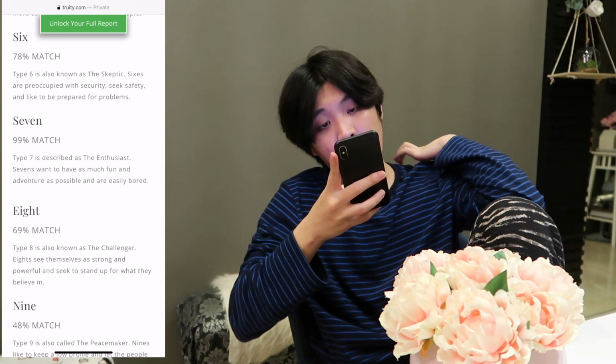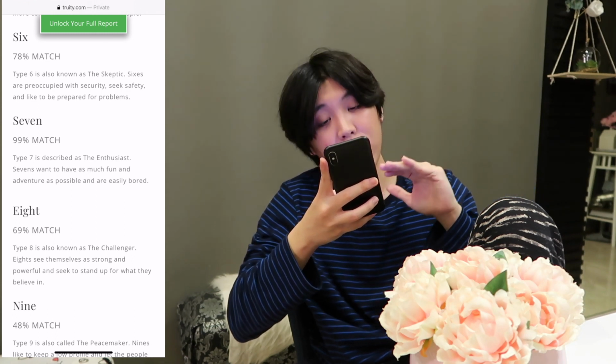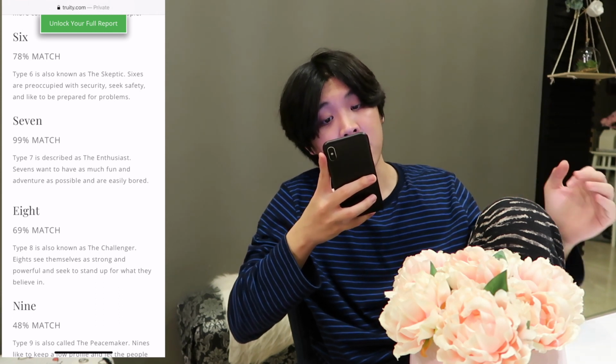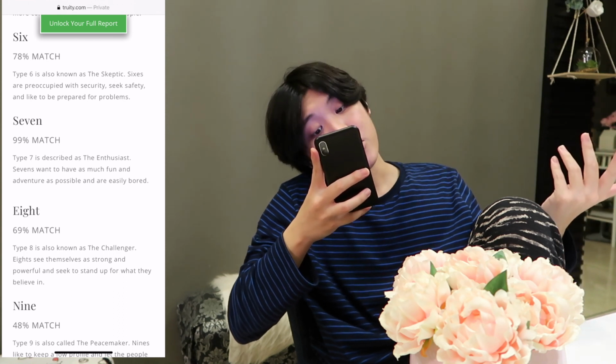Type 7 is described as the enthusiast. 7s want to have as much fun and adventure as possible and are easily bored. Pretty much.